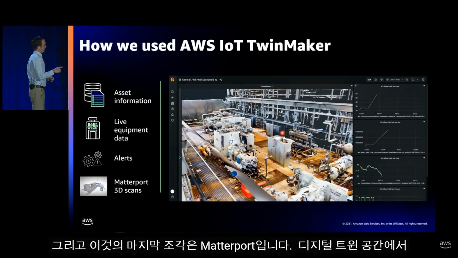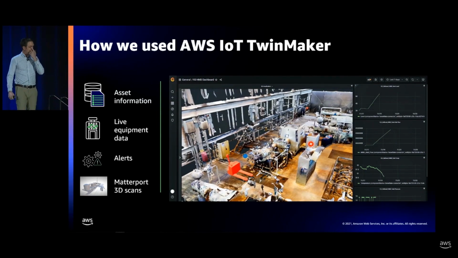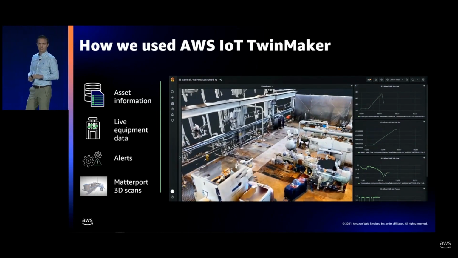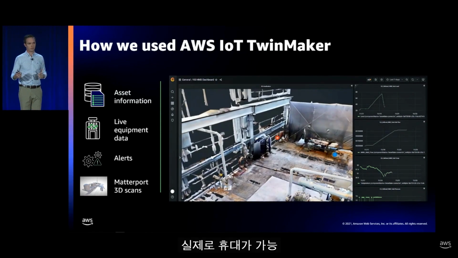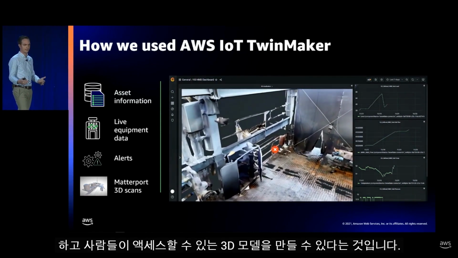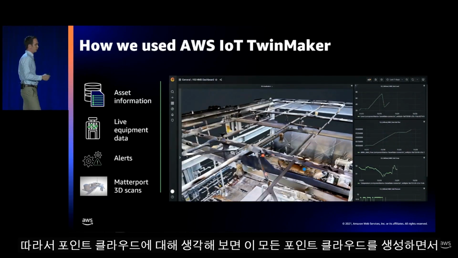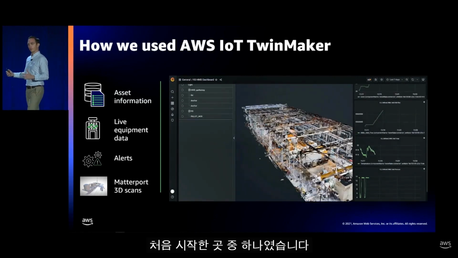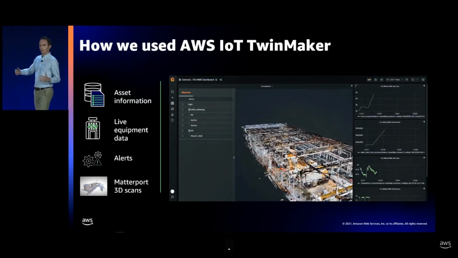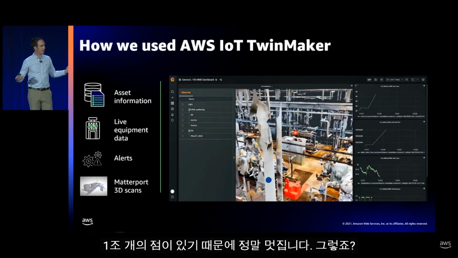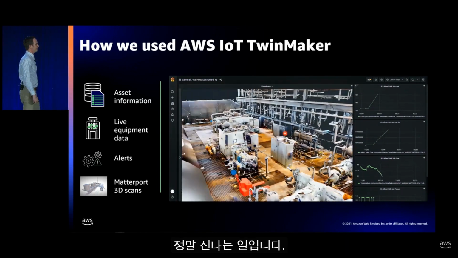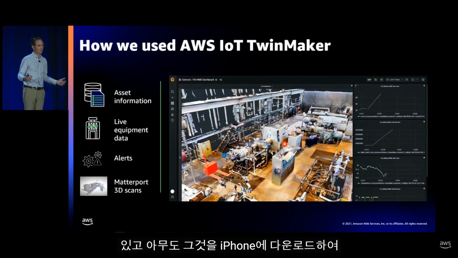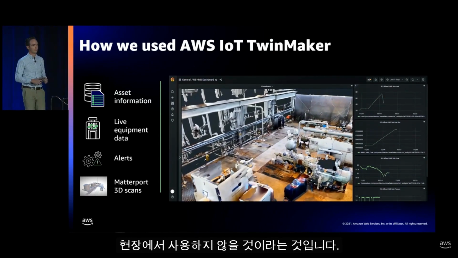And then the final piece of this is Matterport. One of the biggest challenges in the digital twin space is being able to create 3D models that are actually portable and accessible for people. So if you think about point cloud, that was one of the first places we started. We generated all these point clouds, and it's really cool because you got like 1 trillion dots, right? And it's real exciting. The problem with that is it might be 1 terabyte in size, and nobody's going to download that on their iPhone and use it in the field.